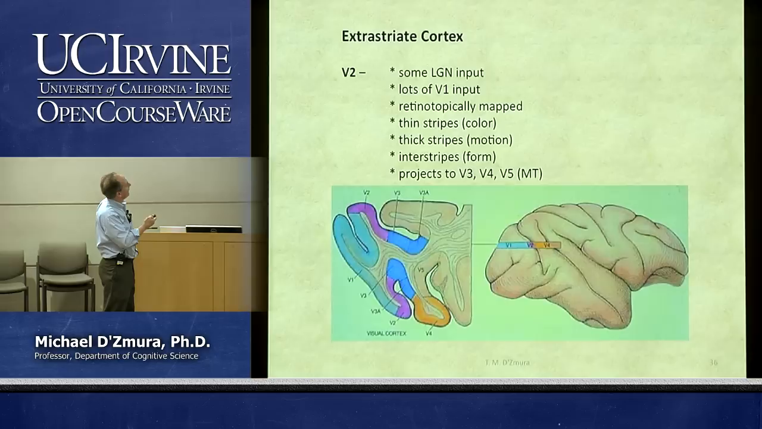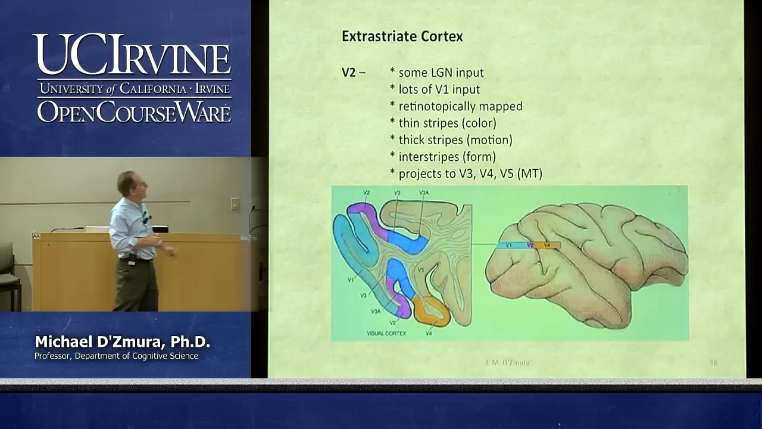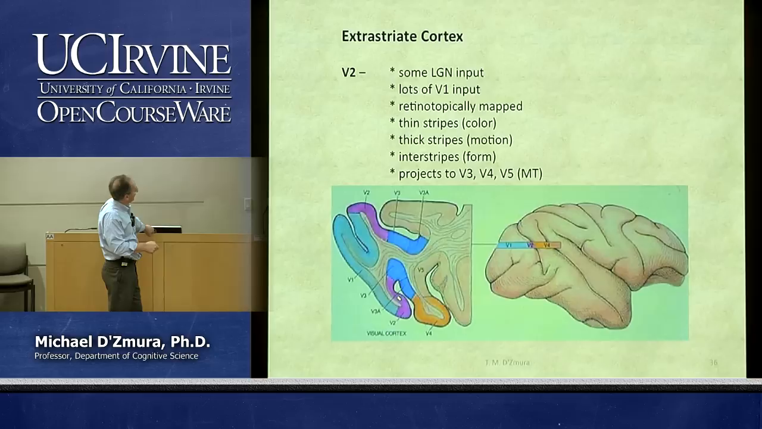We get lots of input from V1. The thin stripes are receiving the information from the blobs, that's color. Motion information is passed to neurons in the thick stripes. And so that makes this part of the magnocellular pathway motion. And finally, the interstripes, where there weren't any stripes, well, that's where the form processing neurons project. So you can see down here, here's a part of V2. Here's another part of V2.